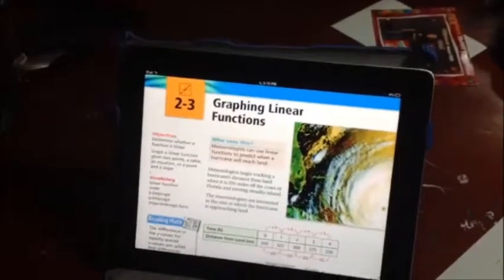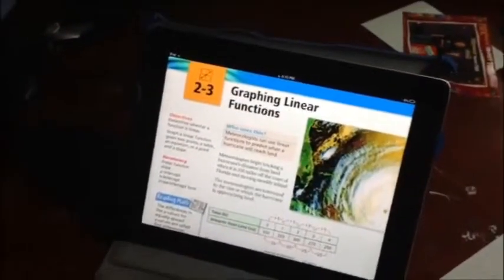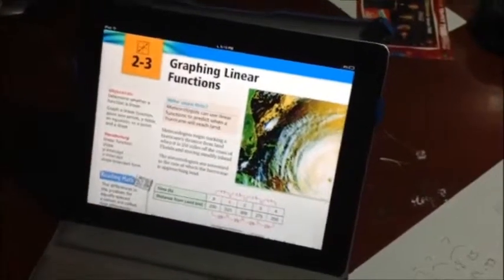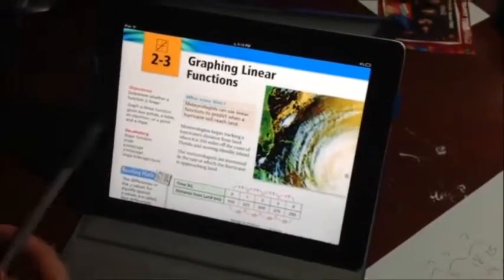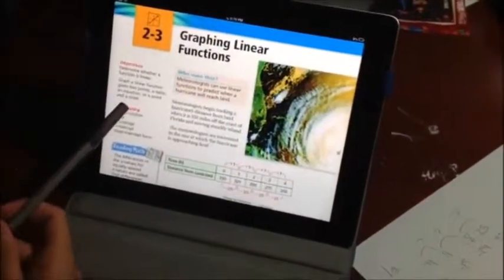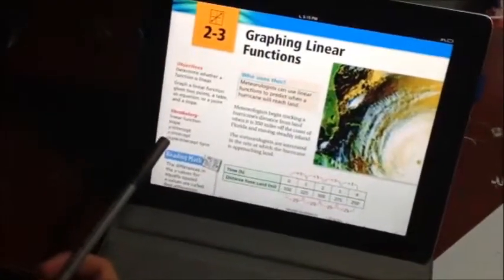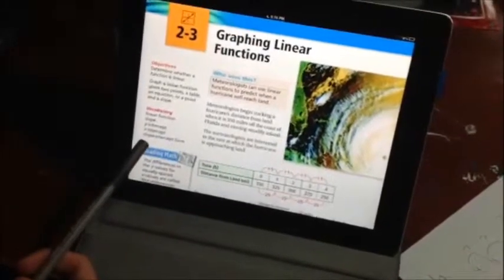This is section 2-3, graphing linear functions. The objectives of this section are to determine whether a function is linear, and graph a linear function given 2 points, a table, an equation, or a point and a slope. And the vocabulary is linear function, slope, y-intercept, x-intercept, and slope-intercept form.